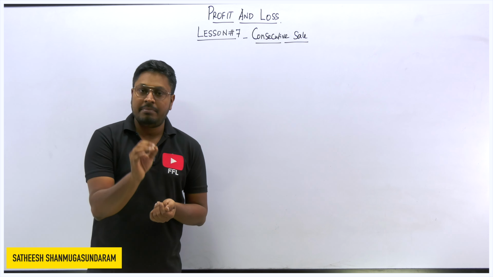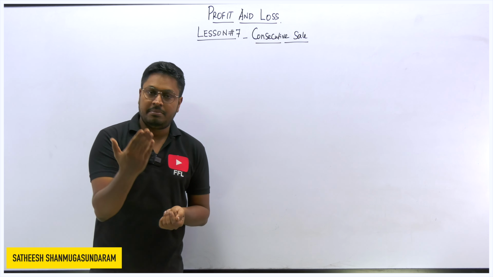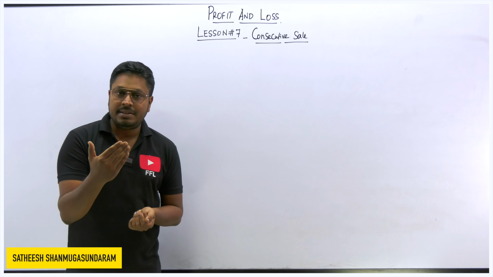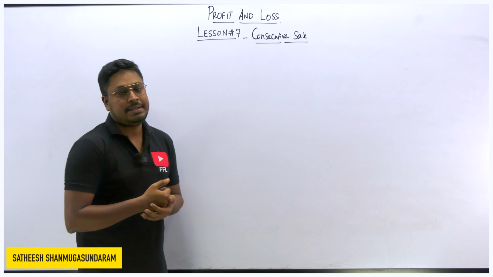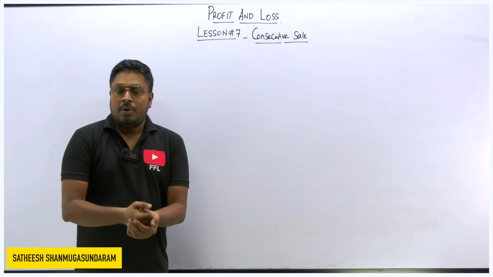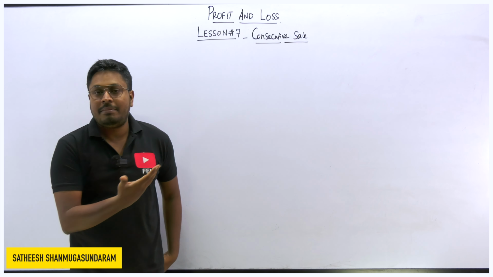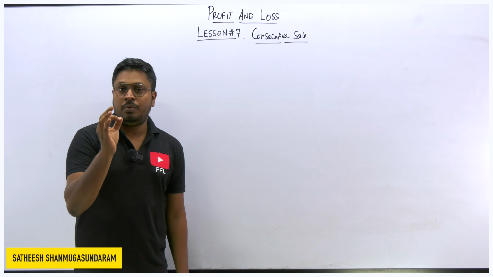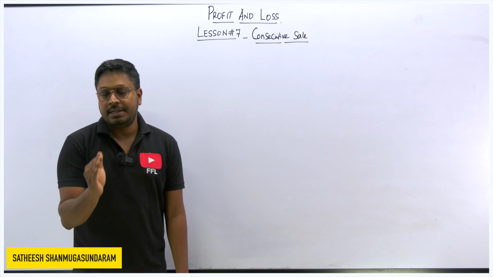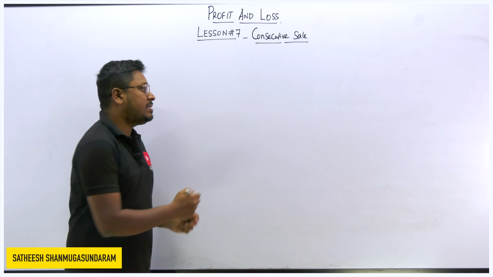But before solving all those questions, if you are watching this profit and loss topic for the first time, remember one thing: always start learning from lesson number 1. Lesson number 1 is the introduction, then the basic questions, then 3 different model questions, and then come to this lesson number 7. Students who have already watched all my 6 videos, now we are going to watch the 7th video. After watching the 7th video on consecutive sales, that will be the right time to learn the topic called discount.